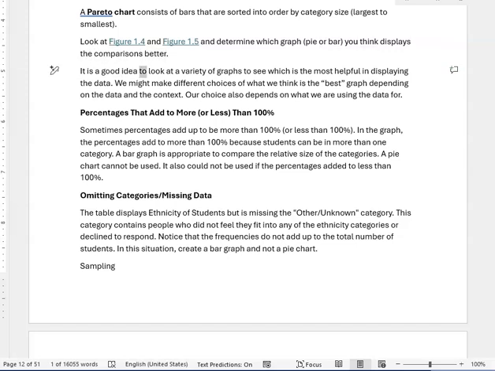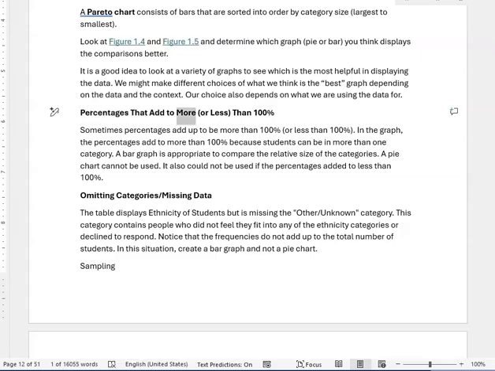It is a good idea to look at a variety of graphs to see which is the most helpful in displaying the data. We might make different choices of what we think is the best graph, depending on the data and the context. Our choice also depends on what we are using the data for.